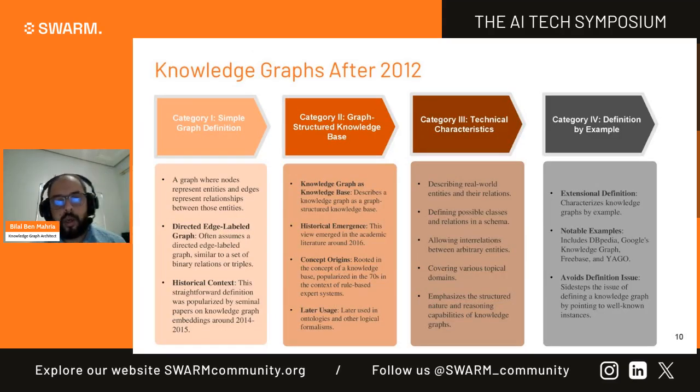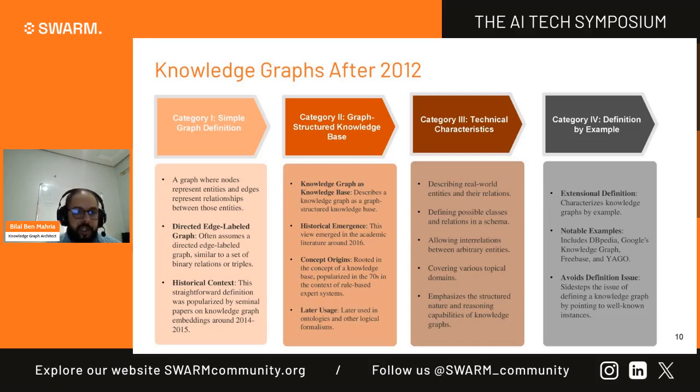Then after 2012, we have just 5 categories of defining a knowledge graph. People here define a knowledge graph in category 1. We have the simplest and the most direct definition of knowledge graphs. Here, a knowledge graph is viewed as a graph where nodes are entities and edges are the relationships between them. This simple structure is sufficient for many applications, especially in the field of knowledge graph embedding.